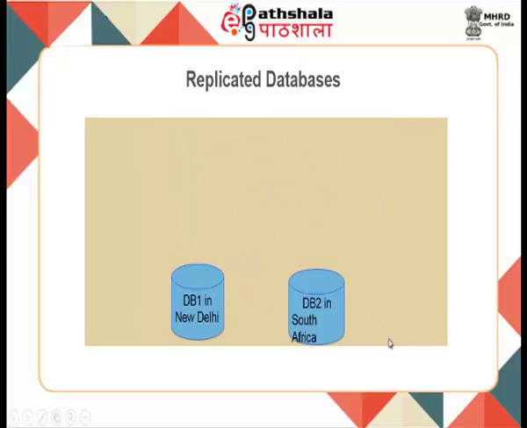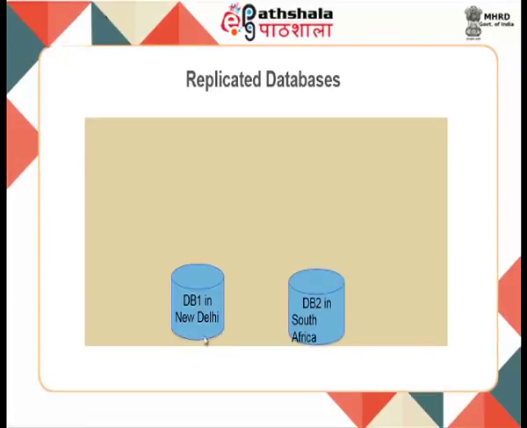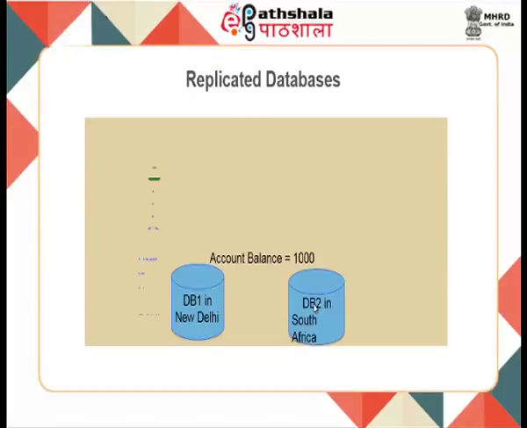Let us look at an example where we have two databases. They are replicated databases, which are copies of each other, and we have one database in Delhi and the other in South Africa. The account balance of a certain account in these two databases is 1000 rupees. Now, in a replicated database, the requirement is that the databases should always be identical. So, let us look at what happens.